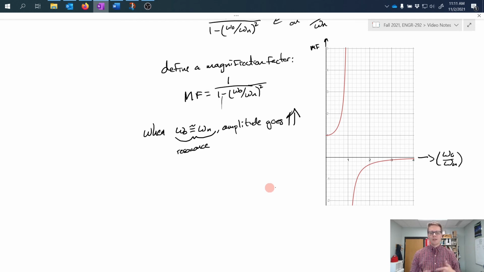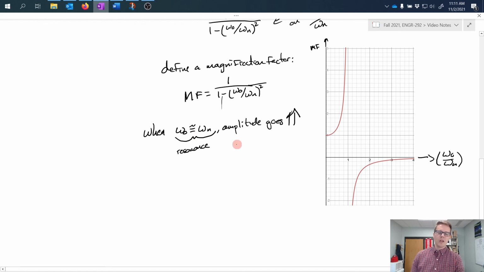So in the design of machinery, in the design of any sort of vibrating components, this large amplitude output is not a good situation. It's likely to lead to failure because the stresses and the resulting forces being applied to our part are much, much larger than they should be. So that can be a problem.